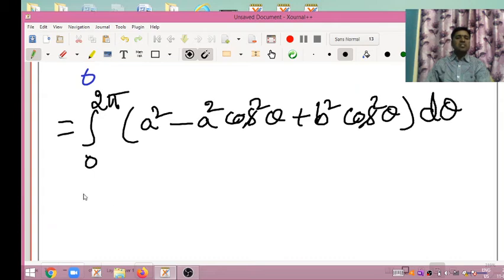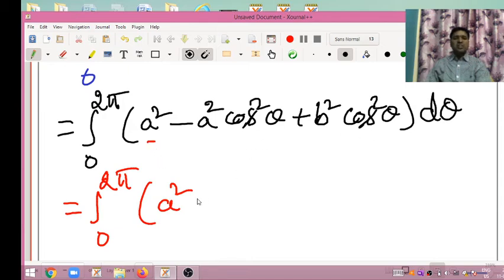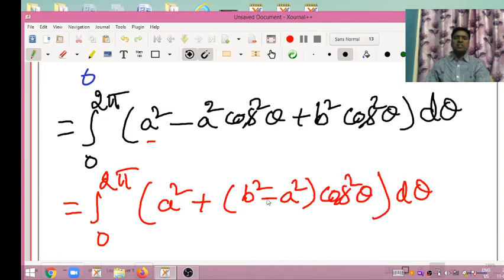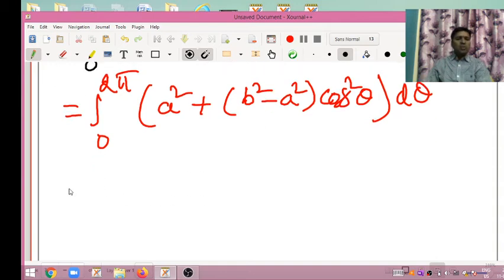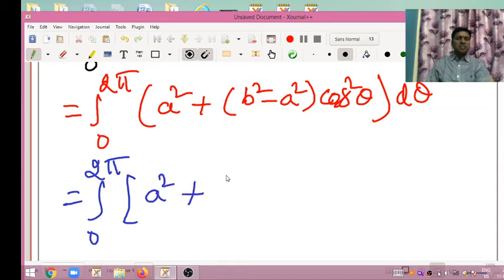Next, what will come, my dear friends? Integral 0 to 2π. Here a², right, as it is, first term. Again in these two terms, which one is common? cos²θ, make it common. By taking cos²θ as common, (b² − a²) will come, into cos²θ dθ. So in these two terms cos²θ is common, so positive value I am writing first and minus a² is there. Again this cos² term we want to convert. So integral 0 to 2π, this a², right, as it is, and this b² − a² also, right, as it is.